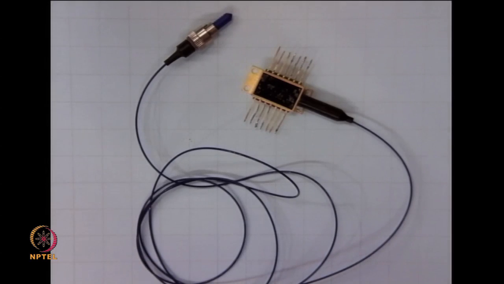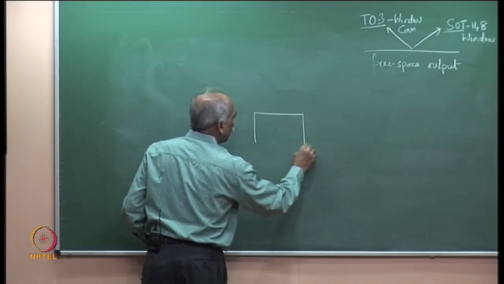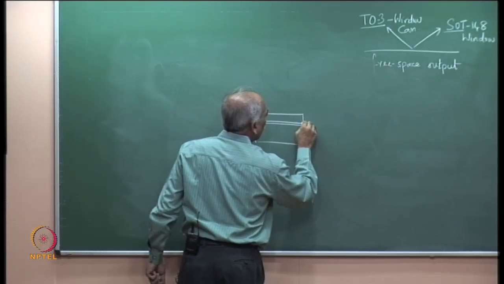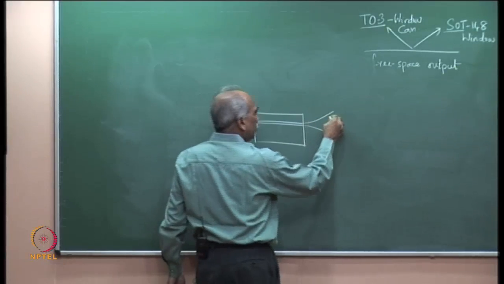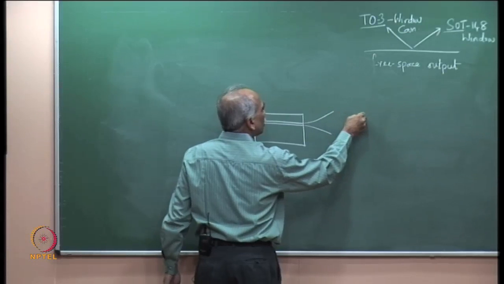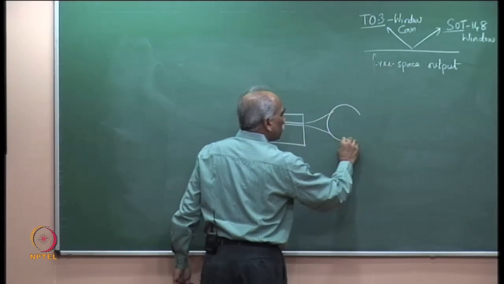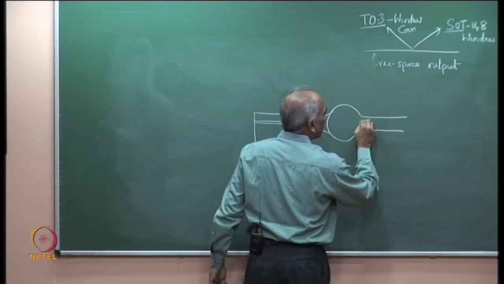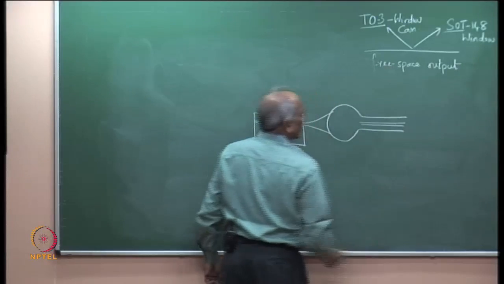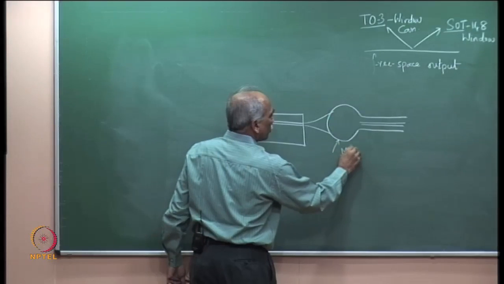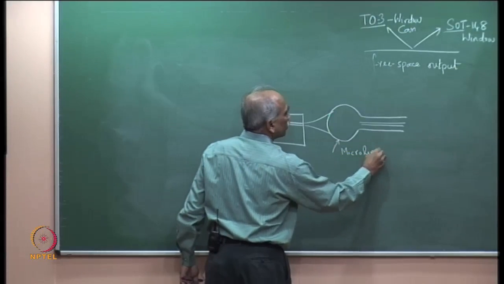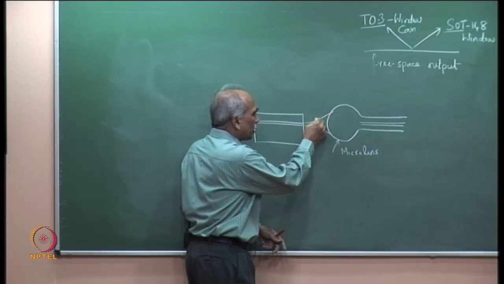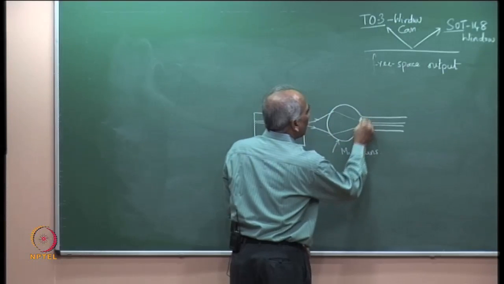Pigtailed means if you have the device, the light is coming out here, then the fiber. Usually there are different techniques of coupling light into the fiber. There may be a micro lens made at the end of the fiber. This is the optical fiber. The fiber end is made in the shape of a micro lens, so that the light coming out of the diode is immediately coupled into the fiber core.